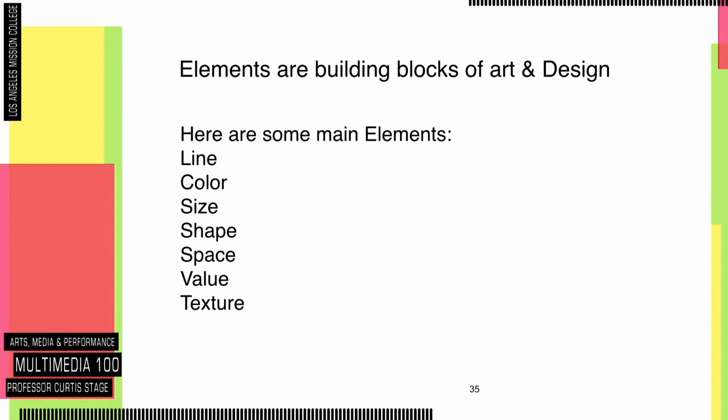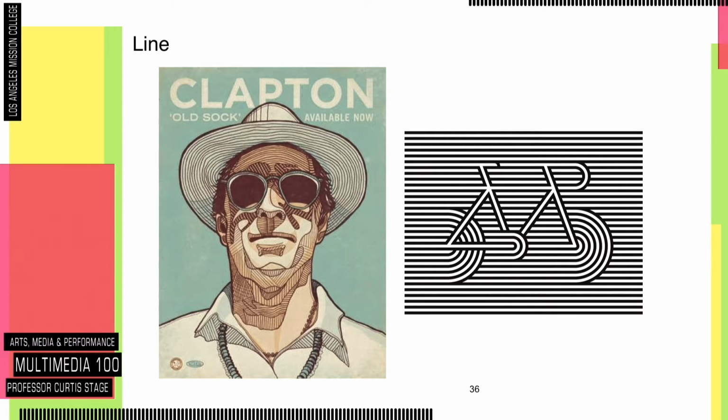Now, let's talk about elements. They're the building blocks of art and design. And some of those main elements are, of course, line, color, size, shape, space, value, texture. And Rand talked about a couple of these, or maybe all of these, I can't remember. So we're going to talk about each one of these. The first one is line. How can we use line as an artist or designer to create dynamic images? The illustration on the left, that's Eric Clapton, using all lines to create this drawing or illustration. The one on the right, very graphic, really cool, just using lines as elements. Remember, this is not a principle. This is an element, a physical object.